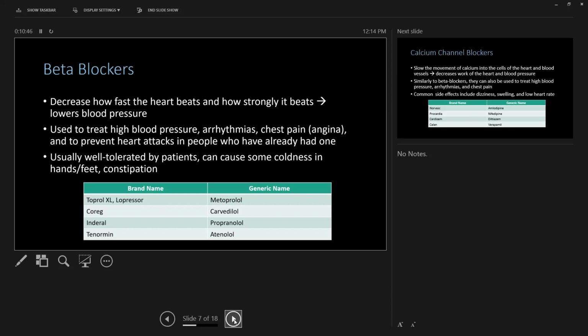Once again, usually well tolerated by patients. Some people say that they can have some coldness in their hands and feet or constipation when starting out. But besides that, usually not too many concerning side effects to be concerned about.